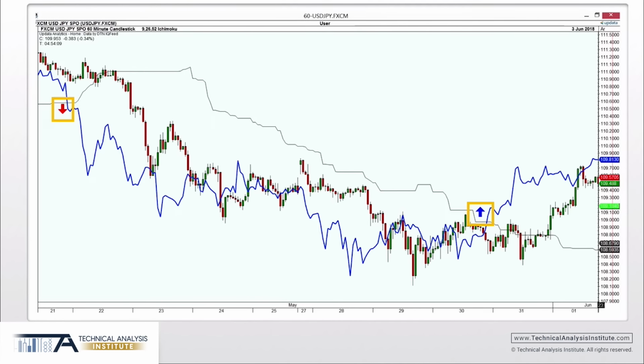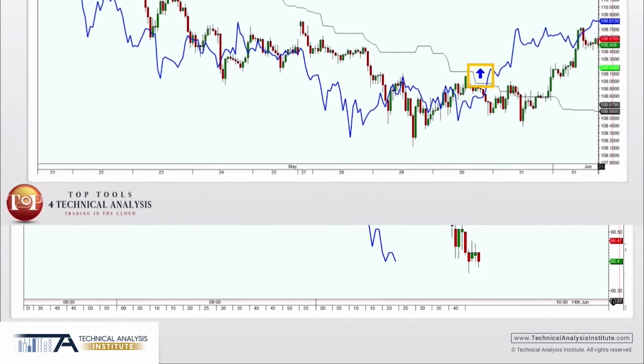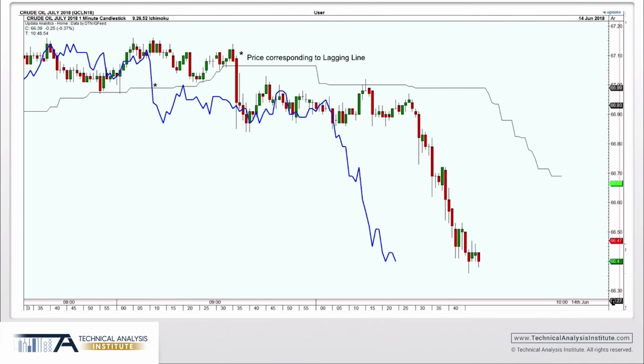Naturally, if you combine any entry signal provided by the cloud or any other strategy with the top indicator, you will ensure a still higher probability of success. For this example, I'm going to use a 1-minute chart with the lagging line and the span B. Notice how the lagging line gave the sell signal at about 9:35 a.m. At the same time, the span B served as resistance when price tried to recover.